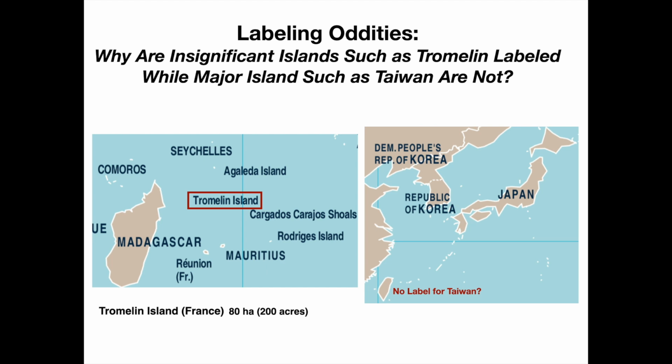I do want to mention some labeling oddities or things that I just can't quite figure out. The first is the island mapping. In some parts of the world, we have absolutely insignificant islands labeled. Here's Tromelin Island off Madagascar, some 200 acres, often inundated, but yet it has a label. It's not actually shown. But then on the map on the right, we can see Taiwan, islands of Japan, Okinawa, very important islands that have no labels at all. So it's kind of curious as to why that would be.